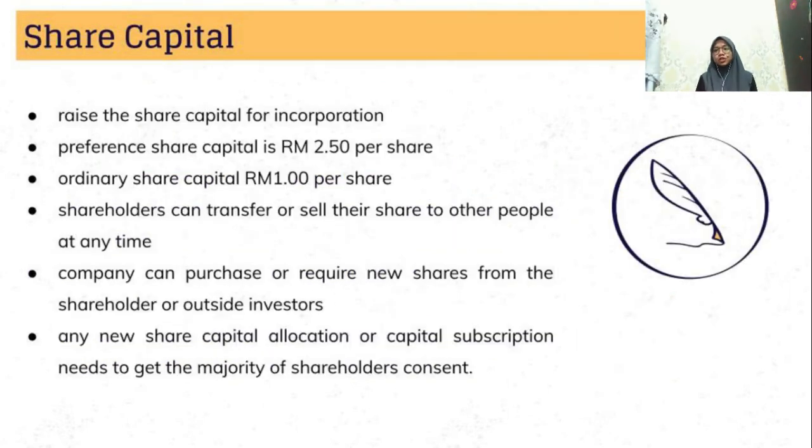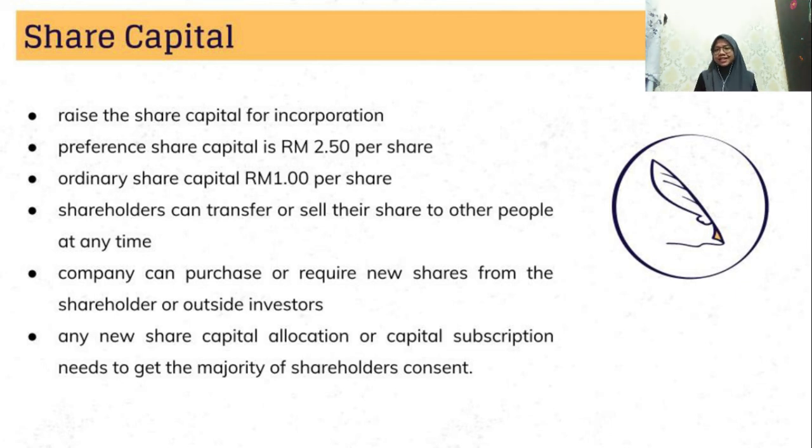Next, I would like to continue with our company share capital. The company will issue share capital in order to raise the share capital for incorporation of the company. The company can issue preference shares and also ordinary shares. The price will be 2 ringgit 50 cents for preference share capital, while ordinary shares will be RM1. And the proportion of the shares will be consolidated and divided by the board.